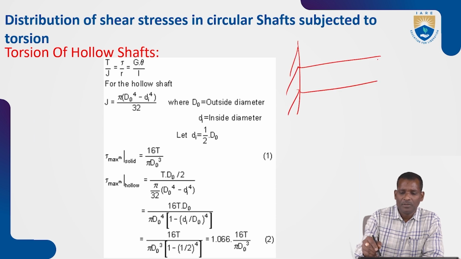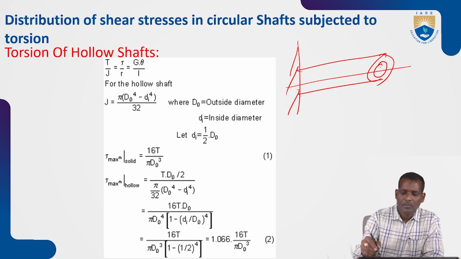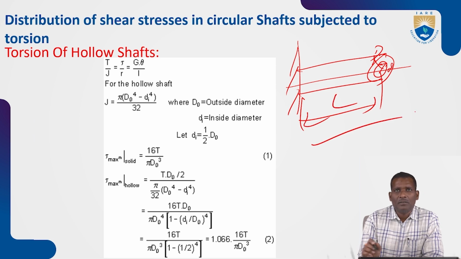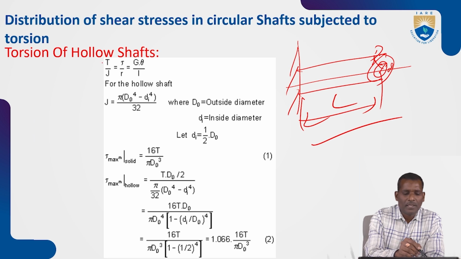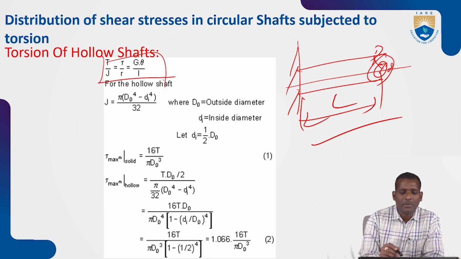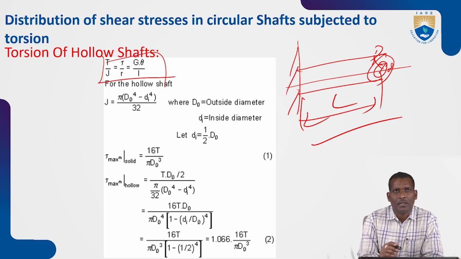Suppose you take the hollow shaft here. This is the outer surface. The outer diameter is capital D, the inner diameter is small d. The remaining things are all the same as the solid shaft. So take the torsion equation: T by J is equal to tau by R is equal to G theta by L.